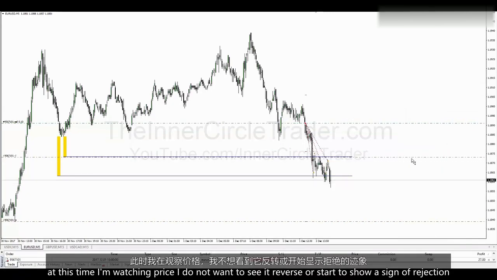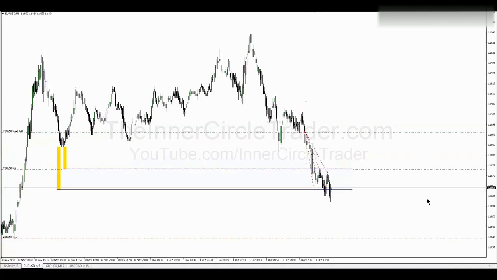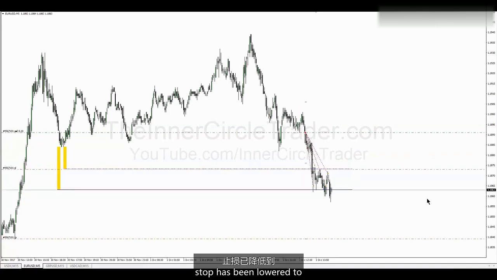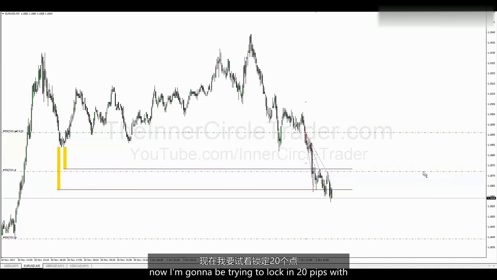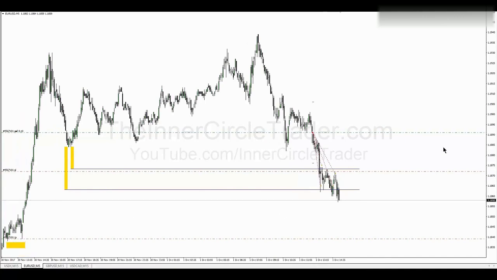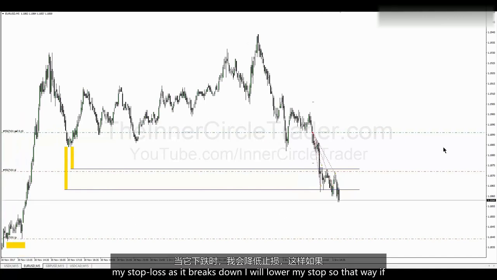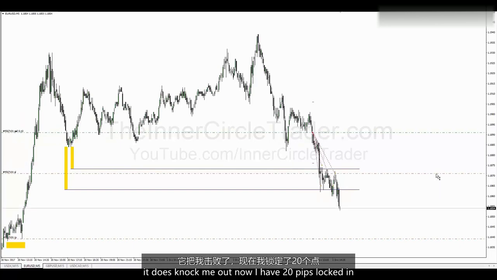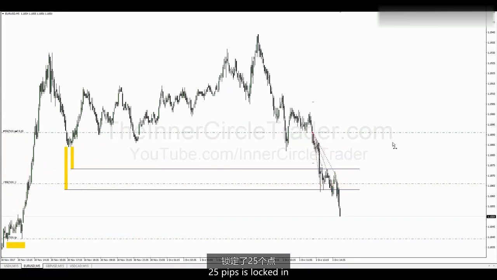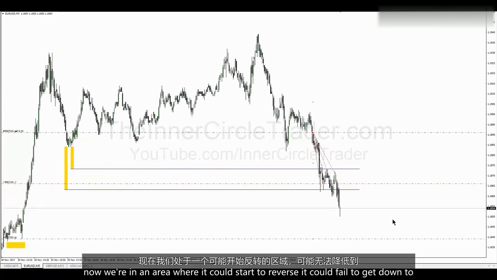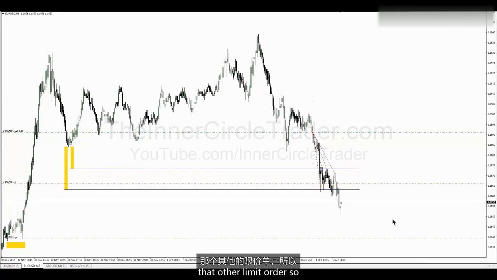And at this time, I'm watching price. I do not want to see it reverse or start to show a sign of rejection. Stop has been lowered to now I'm going to be trying to lock in 20 pips with my stop loss. As it breaks down, I will lower my stop, so that way if it does knock me out, now I have 20 pips locked in. 25 pips is locked in. Now we're in an area where it could start to reverse. It could fail to get down to that other limit order.